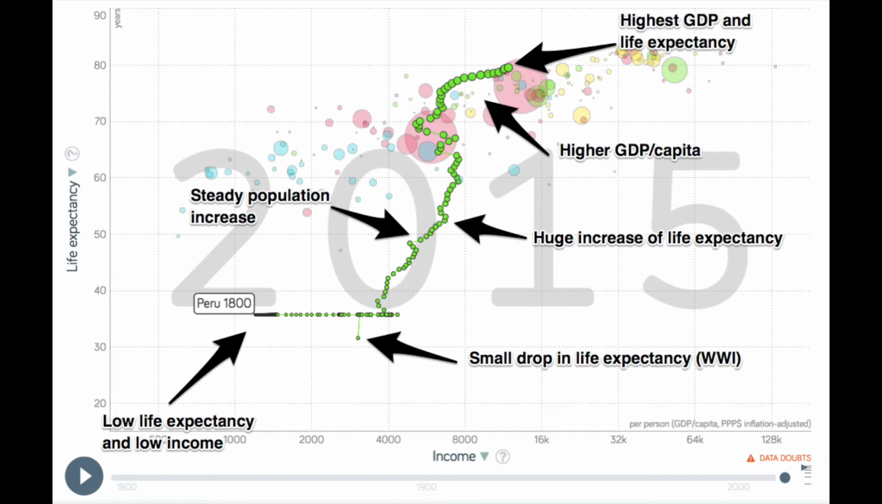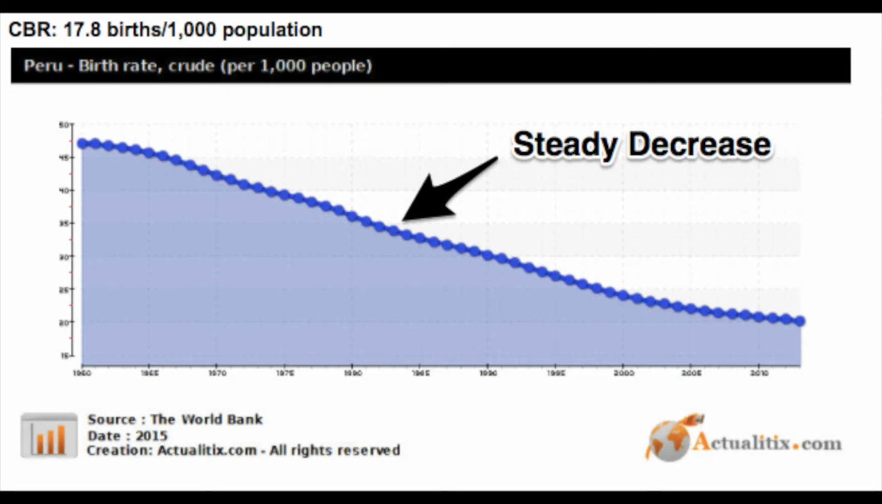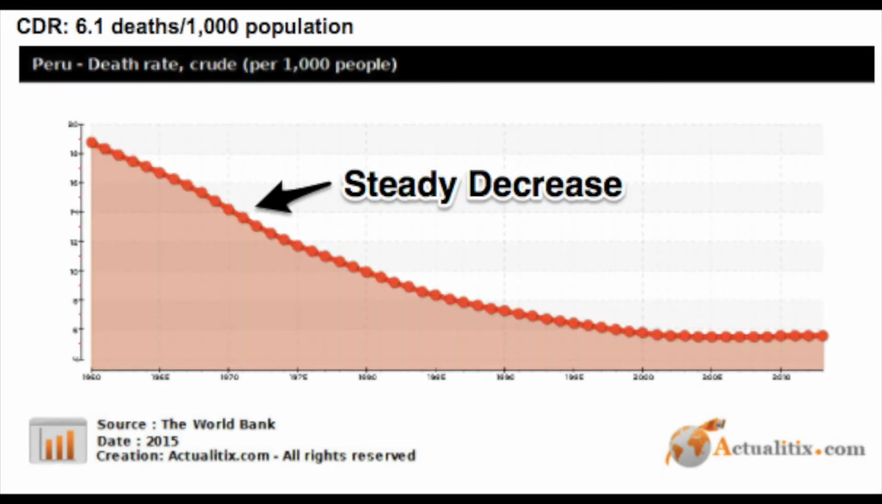Also, the population of Peru gradually increases due to better health care. Birth rate. There are approximately 18 births per 1,000 people. Over the past few years, you can see a steady decrease of birth rate. Death rate. There are about 6 deaths per 1,000 people. There is a significant decrease in the death rate due to better healthcare.